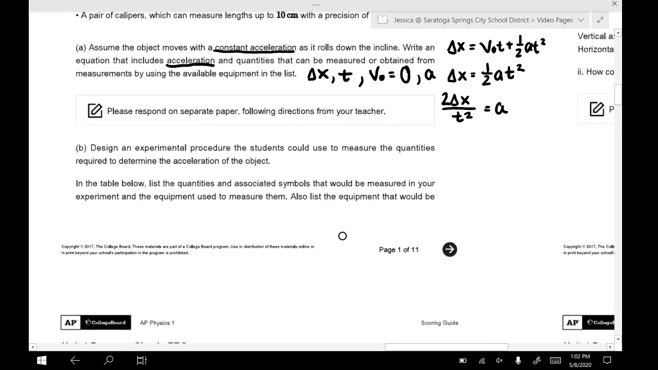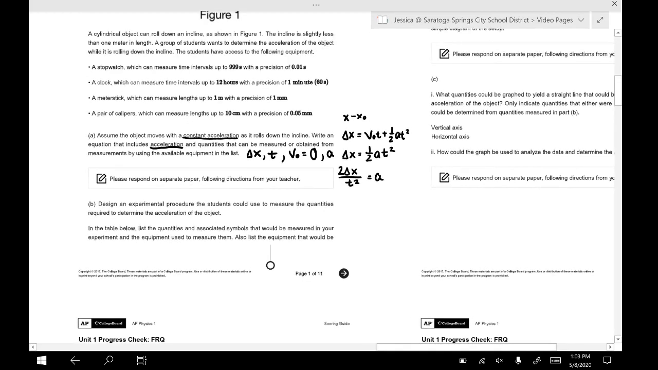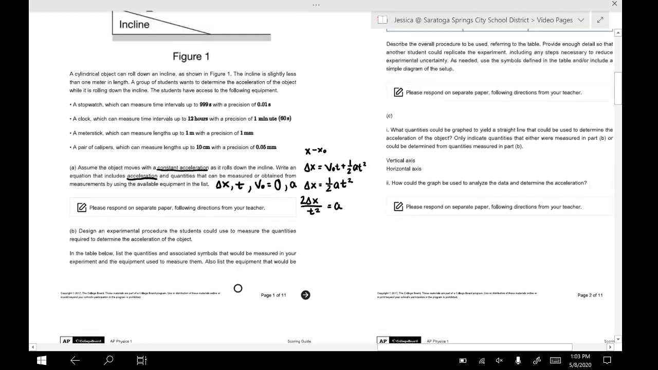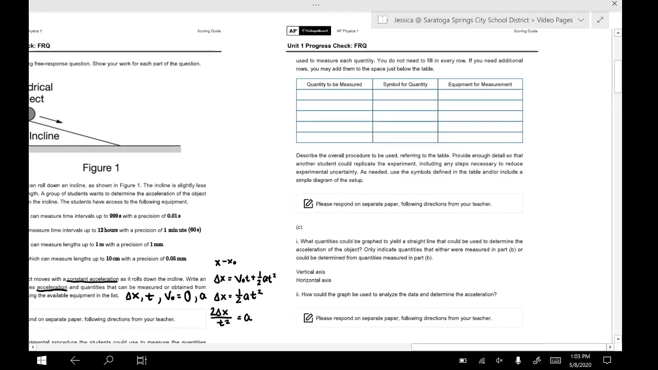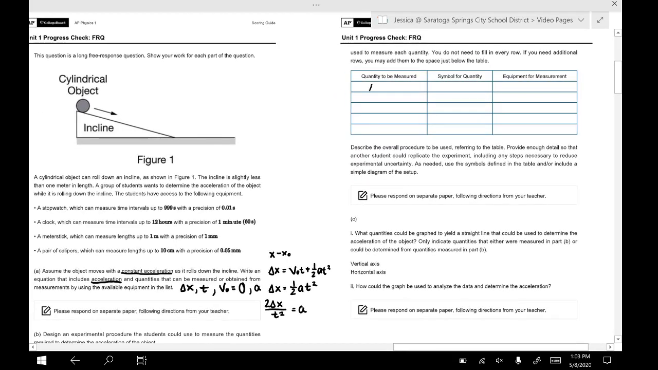Next, I need to design an experimental procedure that the students could use to measure the quantities required. In the table below, list the quantities and associated symbol. Also list the equipment that would be used to measure each quantity. So the quantity to be measured would be the change in position. Okay, so I'm going to use delta x.